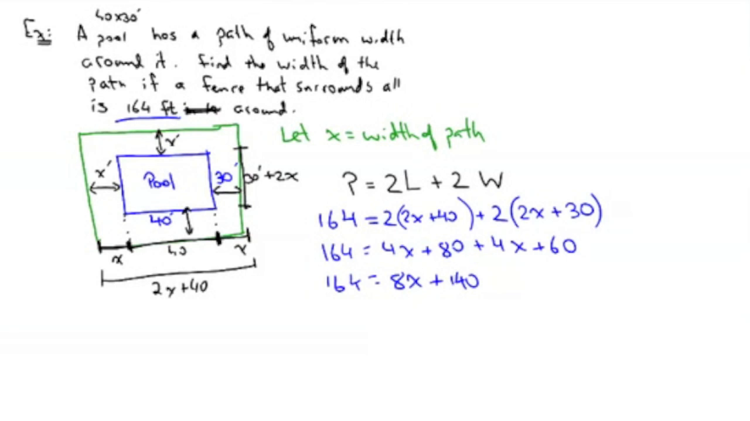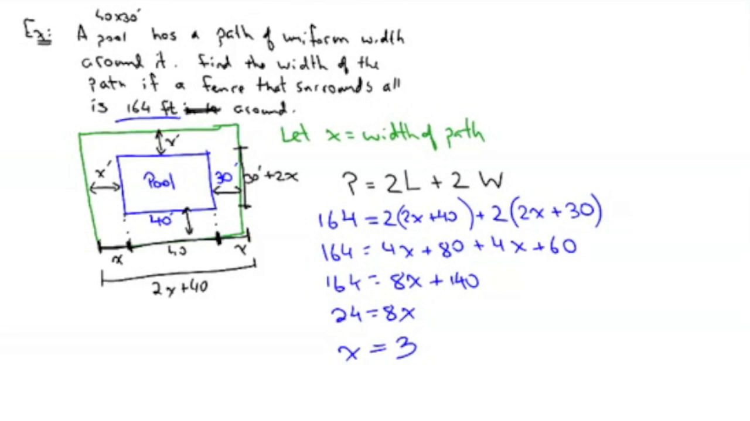Subtract 140 across and you get 24, right? Is equal to 8x. And x is equal to 3. And if you leave that on the test, 2 points off. Or did I say 1? I forget. 1 point off.